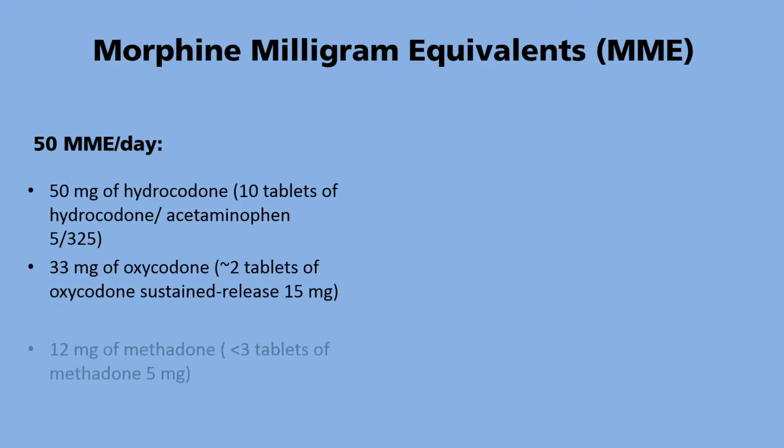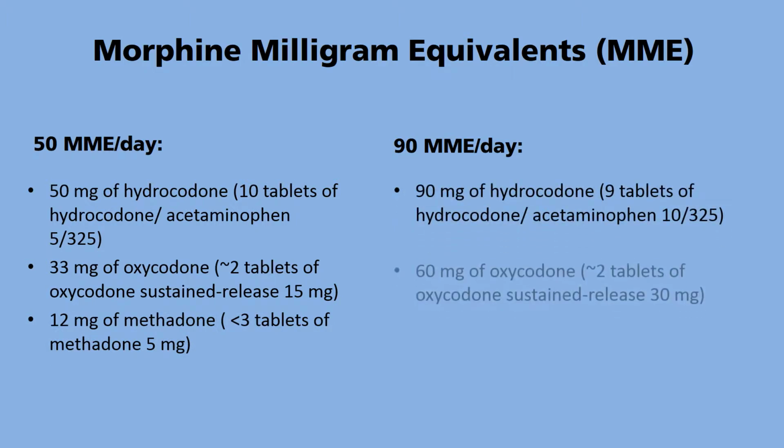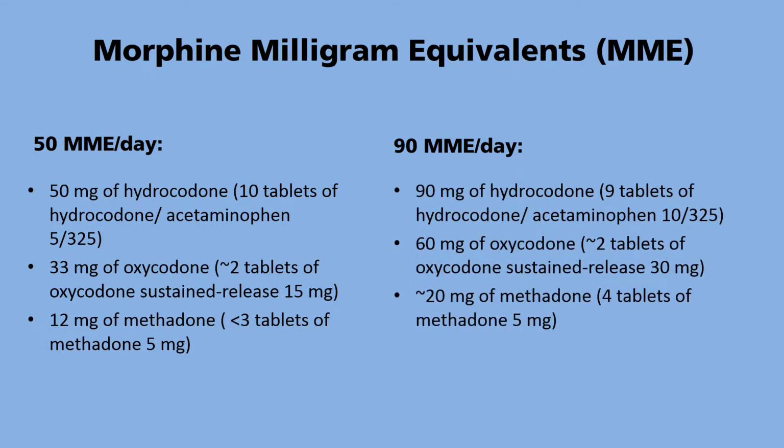Here are some more examples of what 50 MME per day and 90 MME per day would be for a typical prescription. The numbers 50 and 90 sound like liberal allowances for the maximum dose patients should be prescribed, but it actually is quite small. For example, only 10 tablets of Norco reaches the 50 MME per day allowance. These 10 tablets would be appropriate for an acute pain prescription, yielding a 3 to 7 day supply.